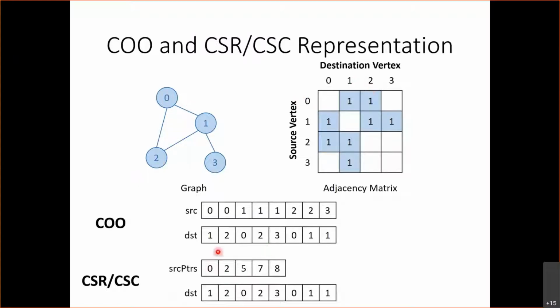This is saying that vertex 2, its neighbors begin at index 2 in this array, and they end at index 5, not included. So here the neighbors of vertex 1 are going to start at 2, and they're going to be 0, 2, and 3.